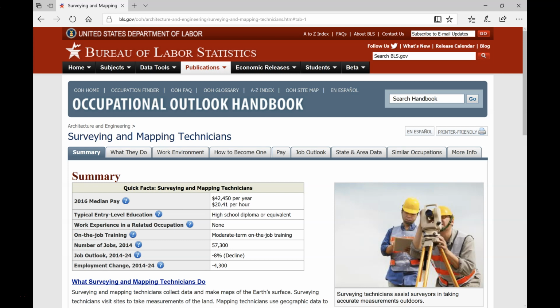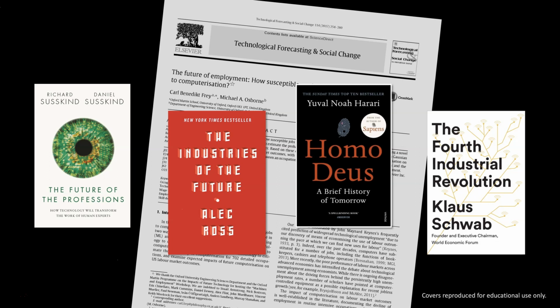Although the Bureau of Labor Statistics predicted only an 8% decline, it does attribute the decline to advances in technology. Although Frey's and Osborne's research has its critics, their prognosis is generally consistent with a body of research by economists, tech leaders, and forward-looking historians who anticipate fundamental disruption of traditional employment by increasingly capable machines.